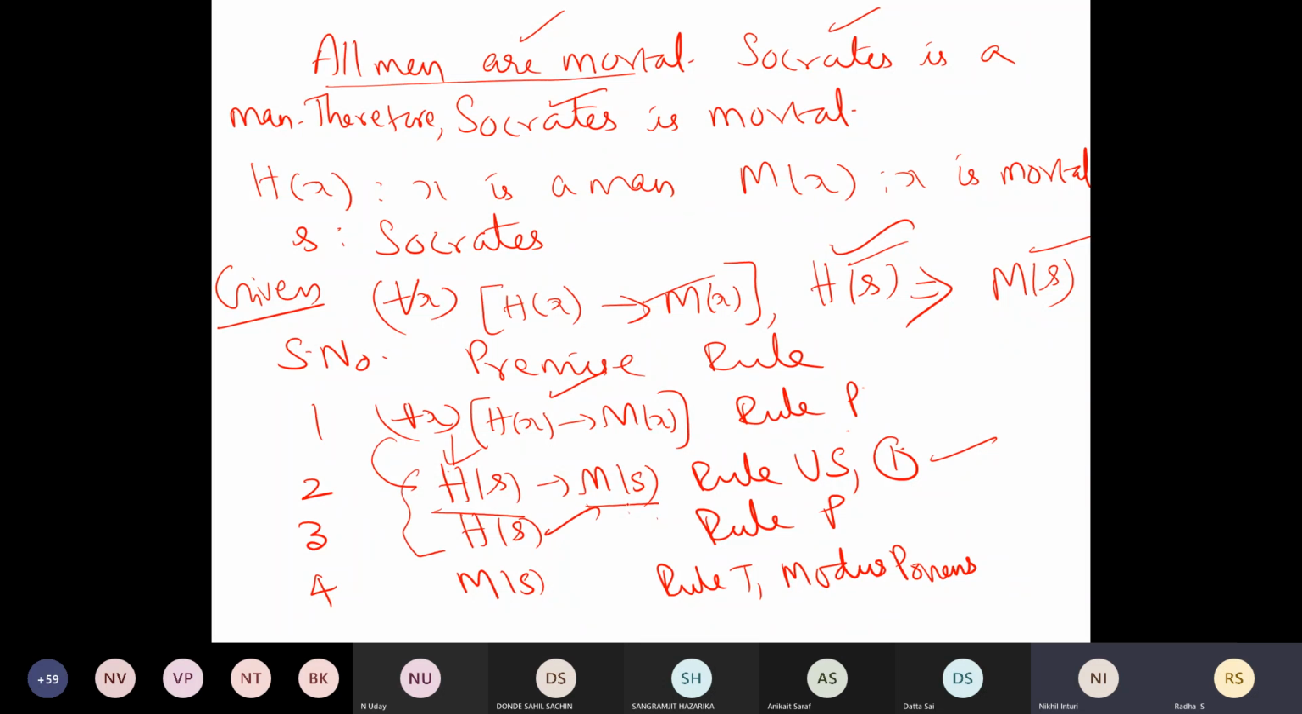Combining these two, second and third, what will you get? h of s tends to m of s, comma h of s, gives m of s. In a rule, what is that rule called? Modus ponens. So m of s, what is m of s? Socrates is mortal.